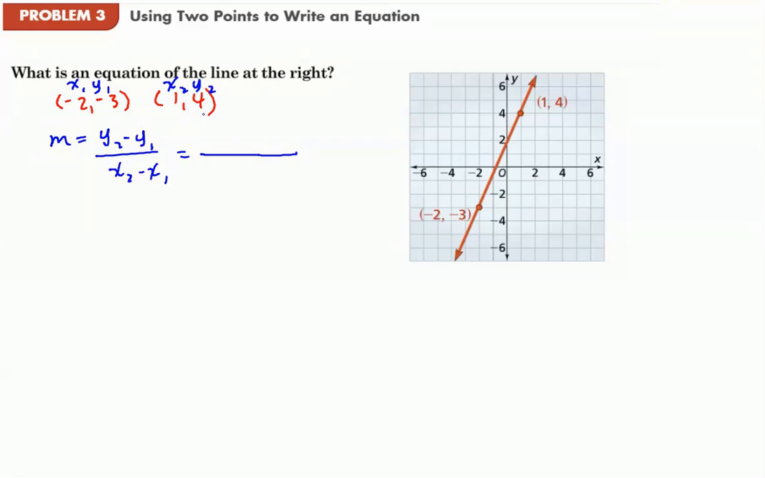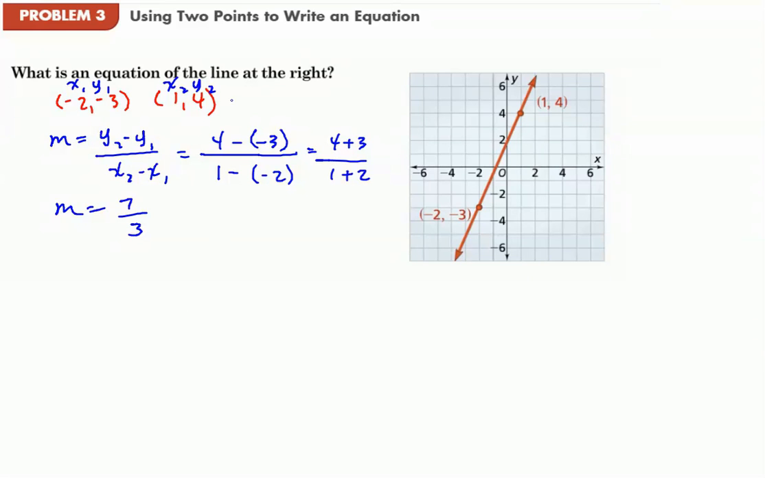So for y2 I would plug in a 4 minus the value of our y1, which is -3, and then I would plug in x2, which is 1, minus our value of x1, which is -2. And now I would simplify this. So this is really 4 plus 3 over 1 plus 2, and we would simplify that even further. So our slope is going to equal 7 over 3.